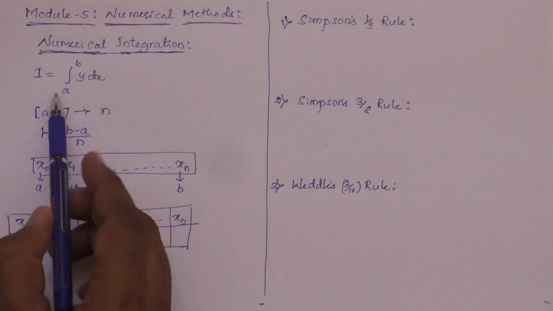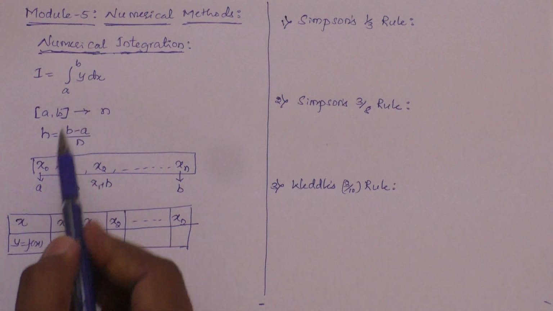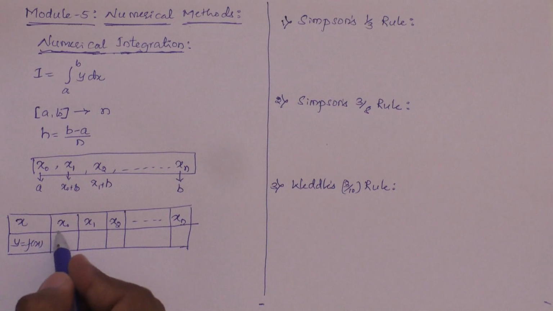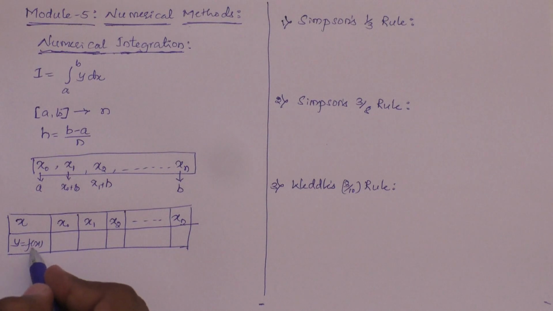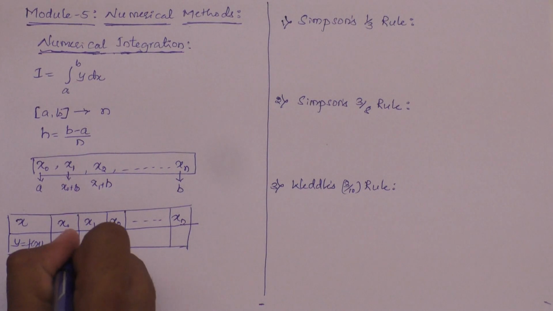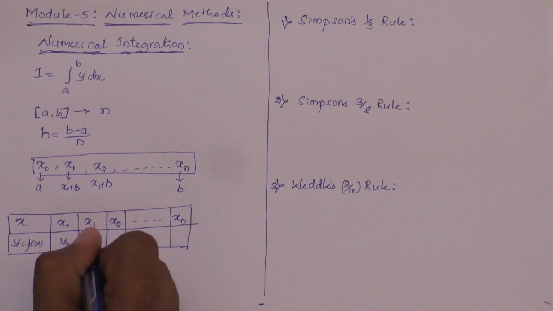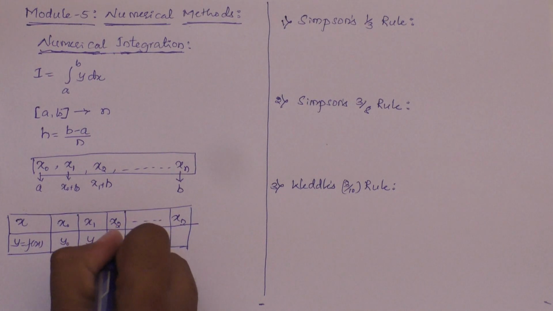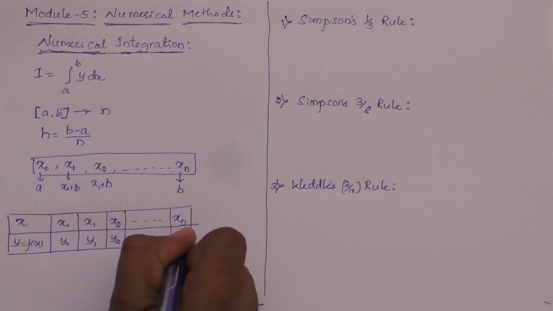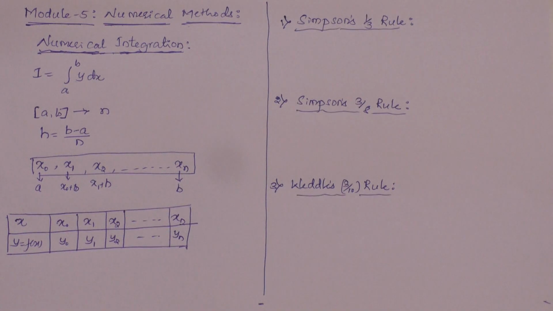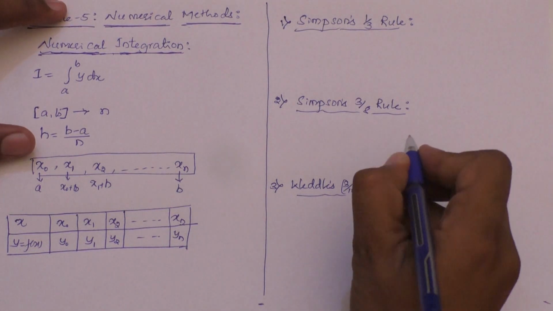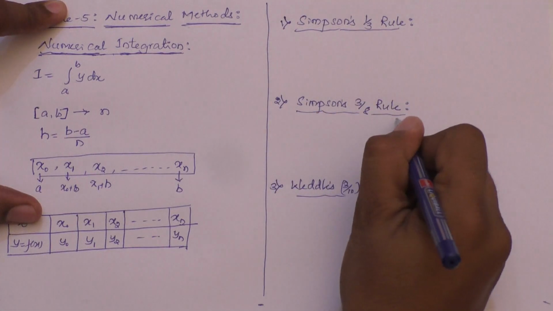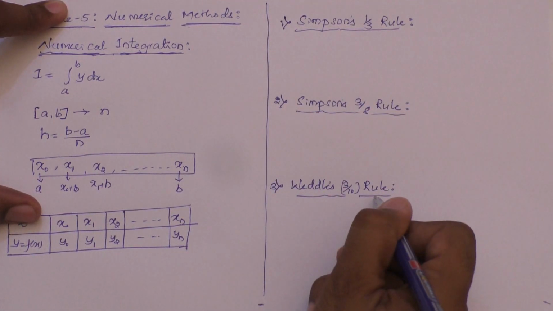We know in this integral y is a function of x, y equals f of x. In y, substitute x0, and you get the corresponding y0. When you substitute x1, you get the corresponding value y1. Like this, you get y2 up to yn. Here you are going to learn three techniques. One is Simpson's 1/3 rule, another is Simpson's 3/8 rule, then Weddle's rule.